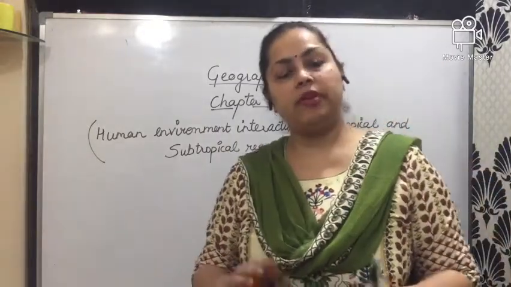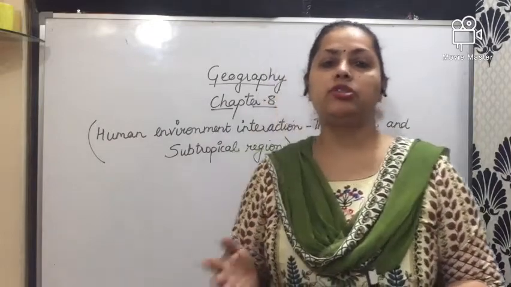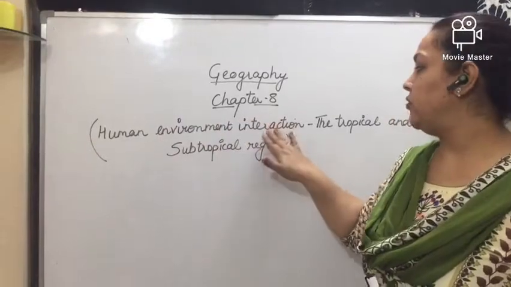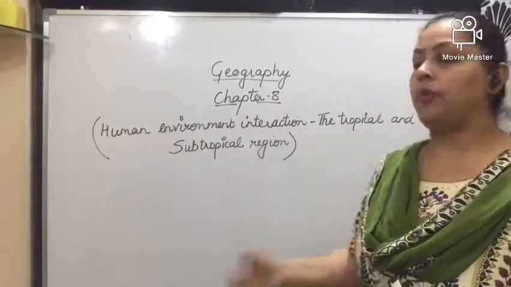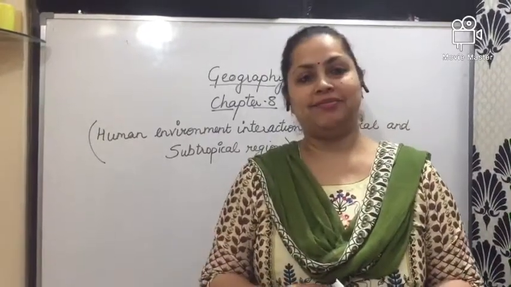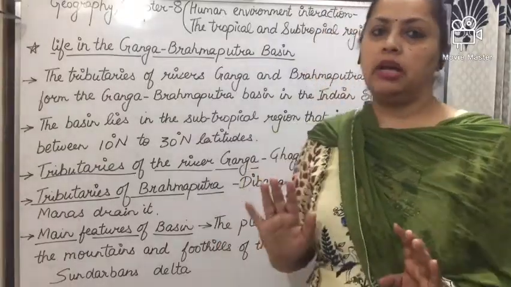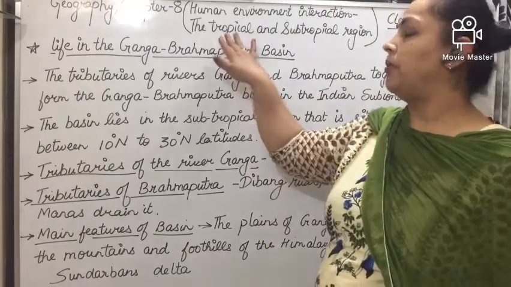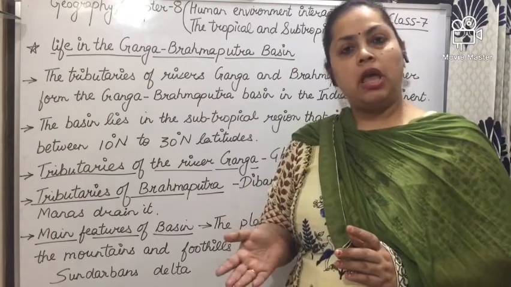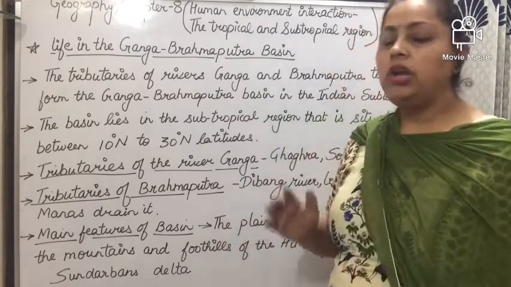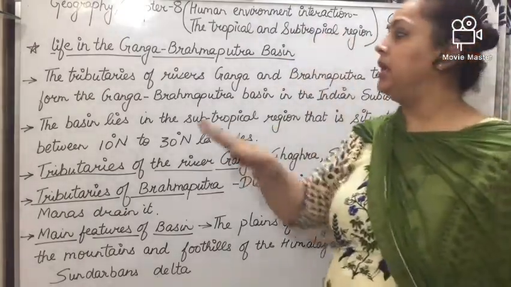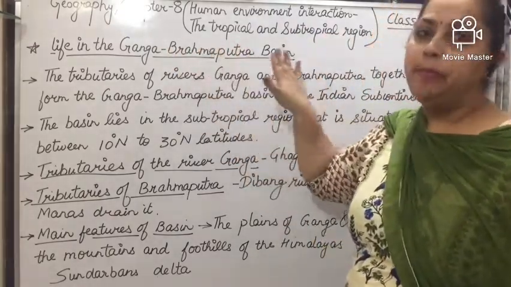Okay, students, in the previous class, we already started a new chapter of geography, that is chapter number 8, Human Environment Interaction, the tropical and subtropical region. So today we will continue with the same topic. In the previous class, we talked about the tropical region, and the example was the Amazon basin. So today we will start with the subtropical region, and the example is the Ganga Brahmaputra basin.